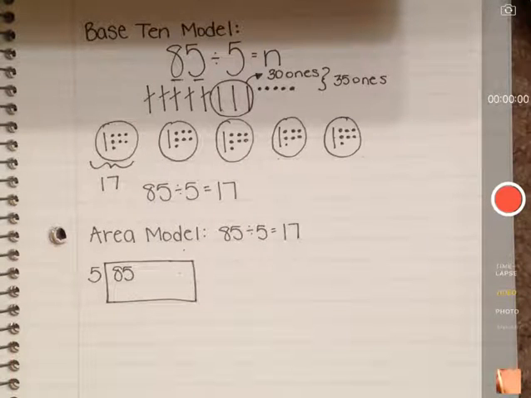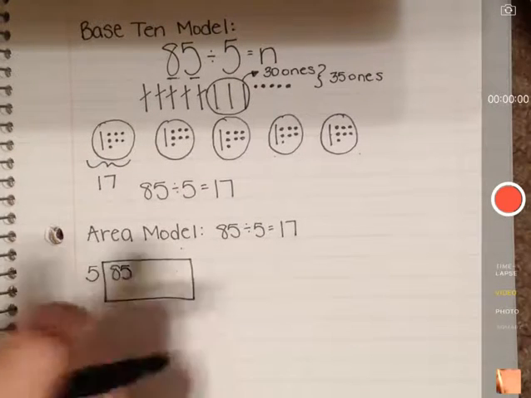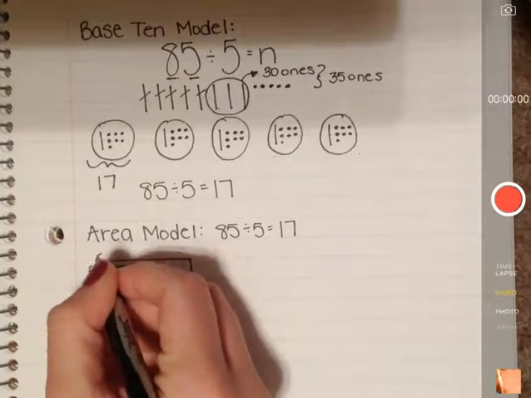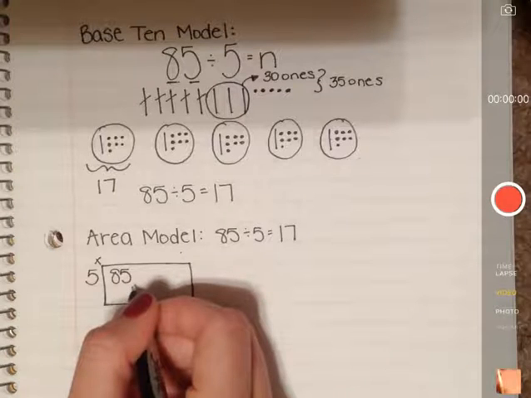All right, I would like for you to put your pencils down, and you will get a chance to pause the video at the end to copy everything down, but for right now, I would like for you just to be listening. Now that I have my box set up, I need to think to myself, what is an easy number that I can multiply by 5 to get me close to 85?